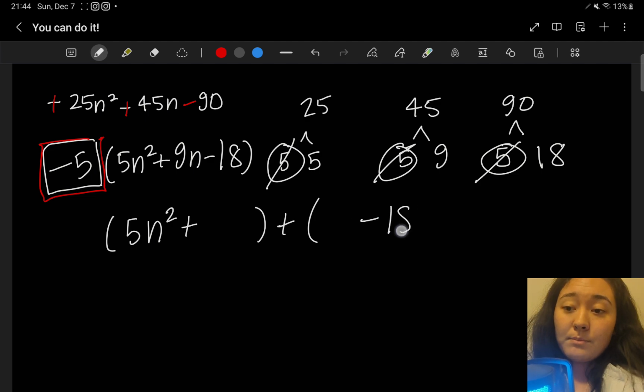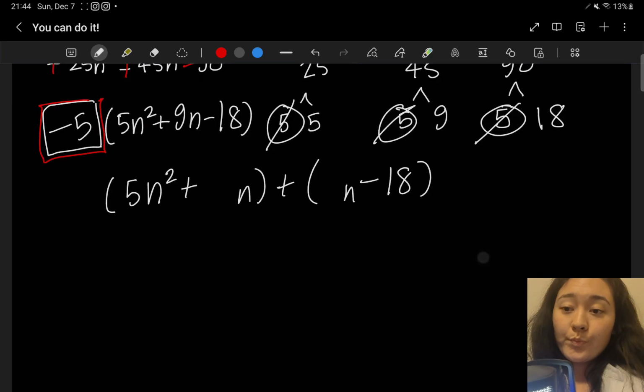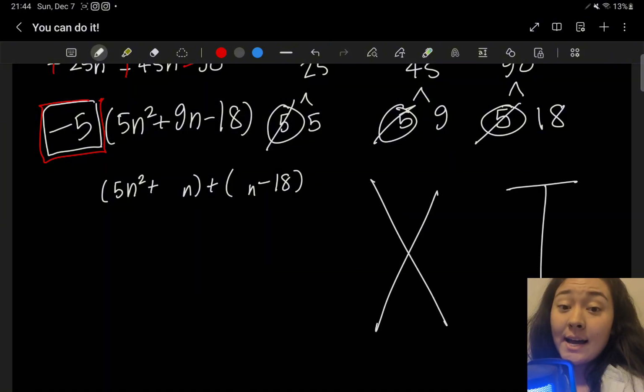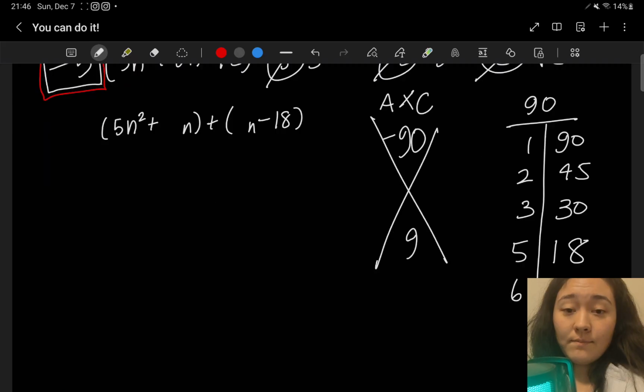Alright, now we got to make some space for our x and t. And the top of the x is a times c, which is going to be 5 times negative 18. So negative 90. Skip ahead to the t, and we found our numbers. Top one's a negative, bottom one's a positive, so the bigger number is going to be a positive, the smaller number is going to be a negative.